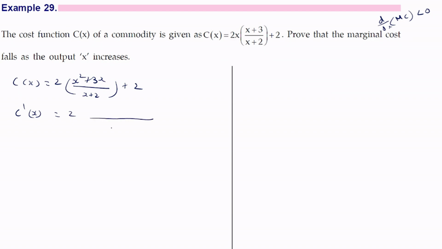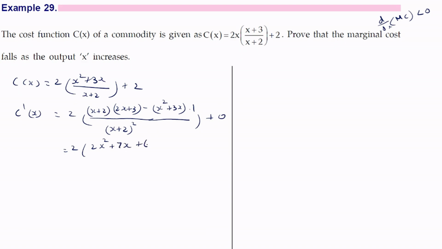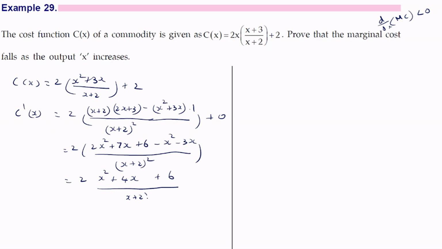C dash of x is 2 into, we have to use the quotient rule: denominator whole square, then keep the denominator, differentiate the numerator, minus keep the numerator, differentiate the denominator into 1, plus derivative of a constant is 0. So this is 2 into (2x² + 4x + 3x is 7x + 6 − x² − 3x) upon (x + 2) the whole square. So this is 2 into (x² + 4x + 6) upon (x + 2) the whole square.